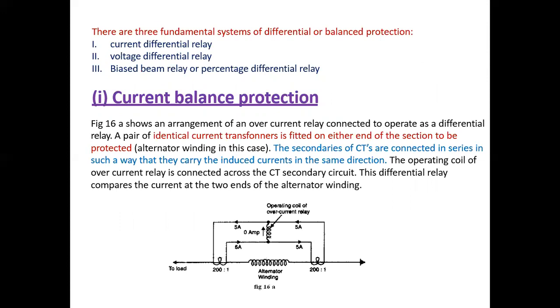Then we are seeing the first one, current balance protection. The figure shows an arrangement of an overcurrent relay connected to operate as a differential relay. A pair of identical current transformers is fitted on either end of the section to be protected, an alternator winding in this case. The secondaries of the CTs are connected in series in such a way that they carry the induced currents in the same direction. The operating coil of the overcurrent relay is connected across the CT secondary circuit. This differential relay compares the current at the two ends of the alternator winding.